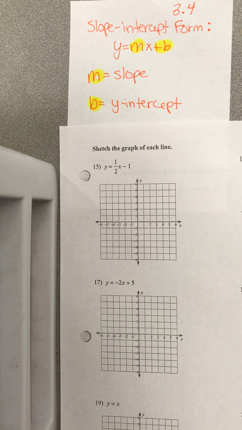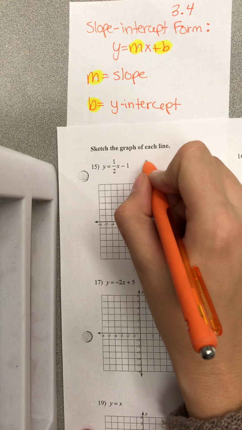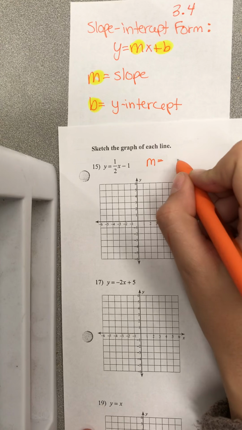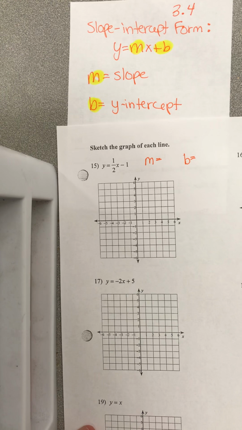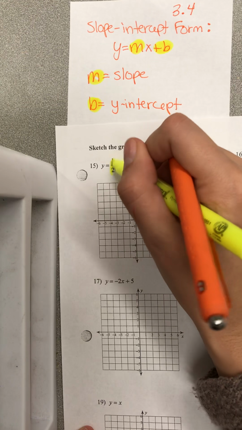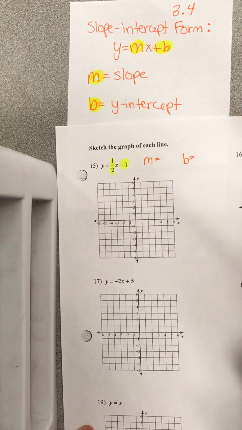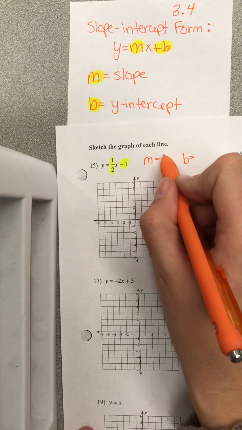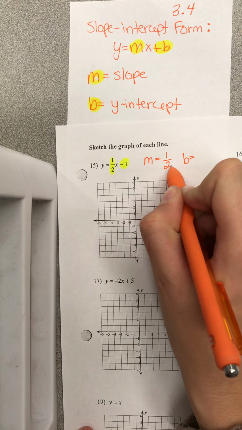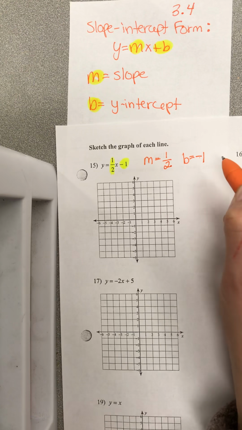In questions 15 to 20, it asks you to graph the line. When you graph the line, the first thing you want to do is to identify my m, which is the slope, and my b, which is the y-intercept. Remember, your slope is the number that's in front of x. Your y-intercept is the number added or subtracted to the back. So my slope is 1/2, and my y-intercept is -1.